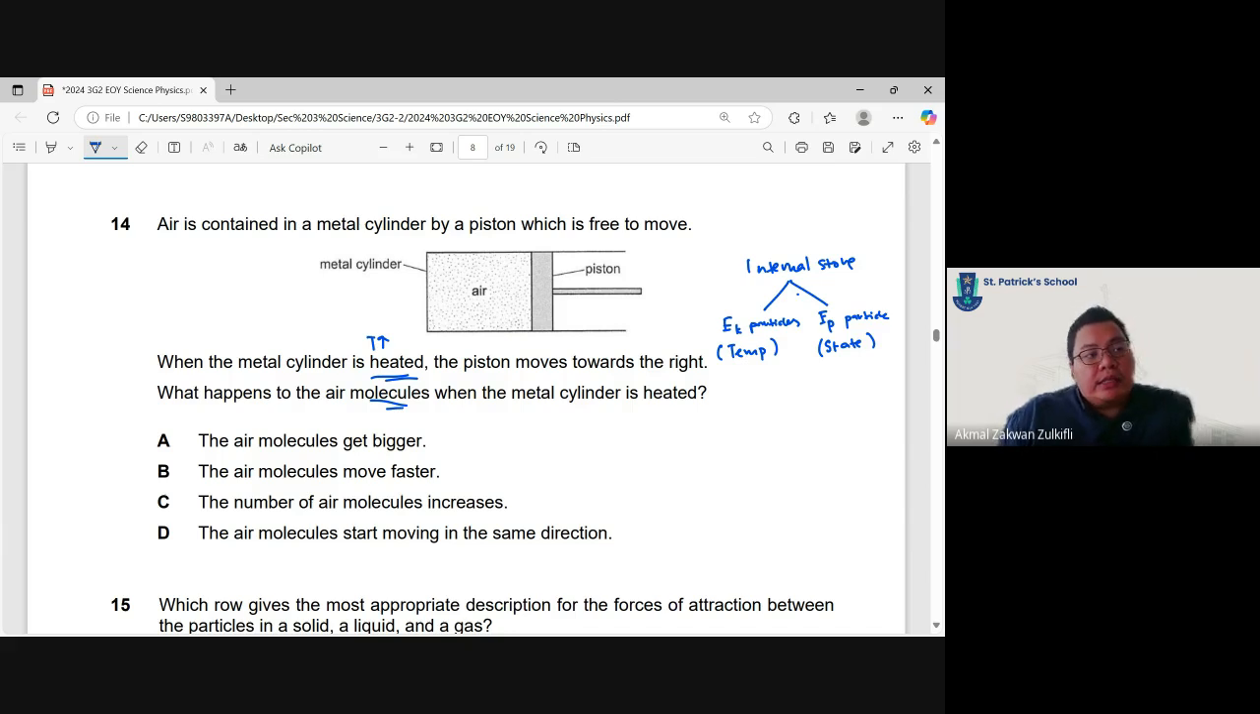Okay, so in this case, they are talking about it being heated. So if it is being heated, we know that temperature is increasing. So when there's a temperature increase, we go back to the kinetic store. There's an increase in the kinetic store. Immediately we know that the particles are moving faster, right? Kinetic energy, so it's moving faster.